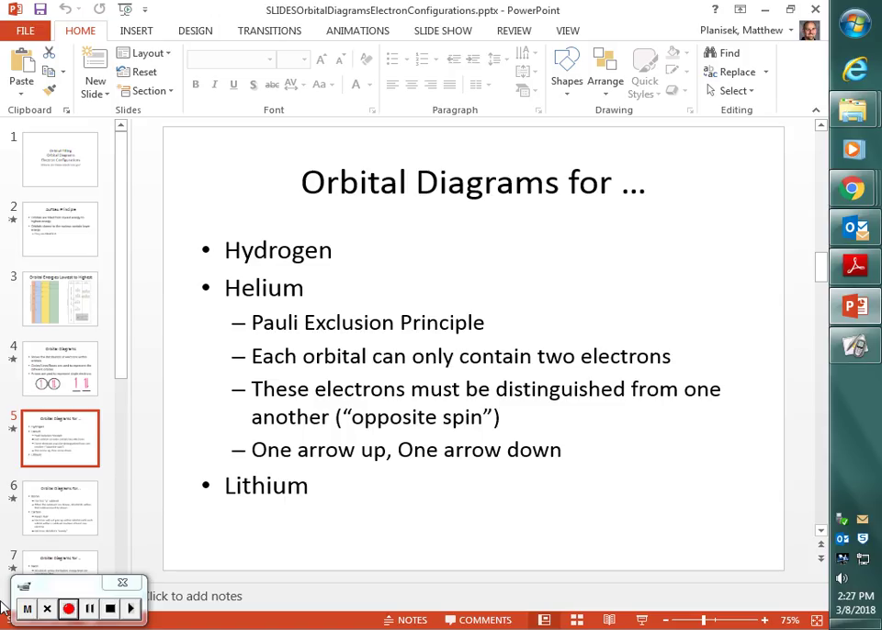Okay? Good? Apparently we didn't fill this part in. On the orbital diagram, how do we distinguish between those 2 electrons in that orbital? Up and down arrows, right? We draw one arrow pointing up and one arrow pointing down.